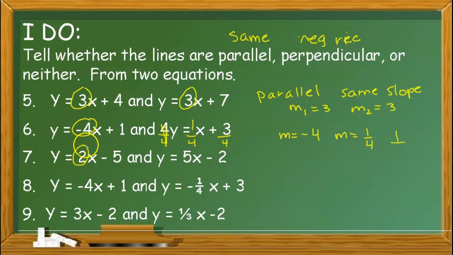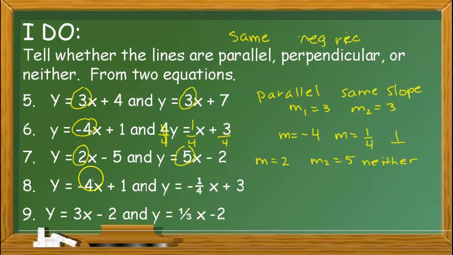Number 7. There's your two slopes. So I'll give you a minute. What's it going to be? So one slope is 2. The other slope is 5. So this would be neither.